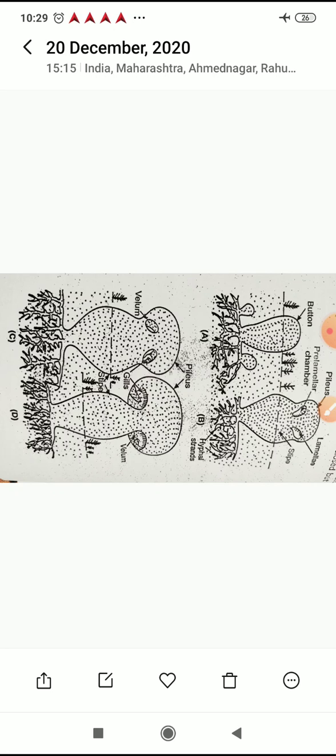So how its life cycle is, that we are going to see during this discussion. So Agaricus, one of the edible mushrooms, is a saprophytic fungus.